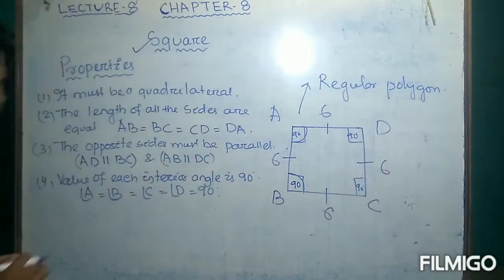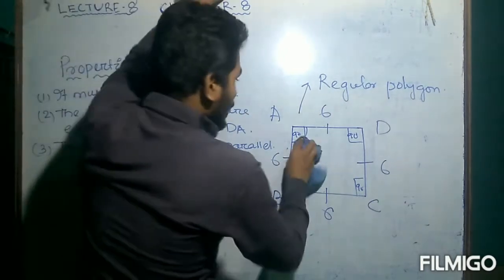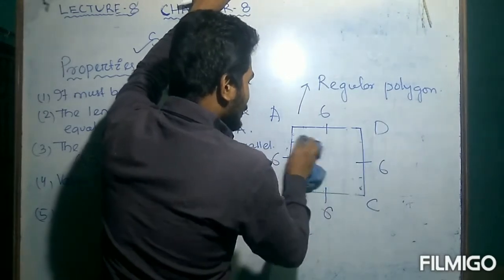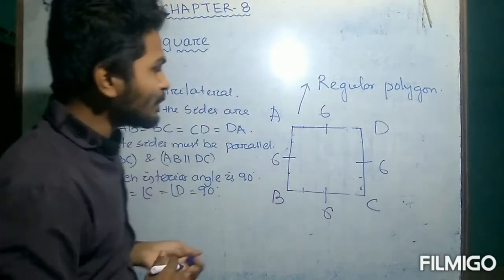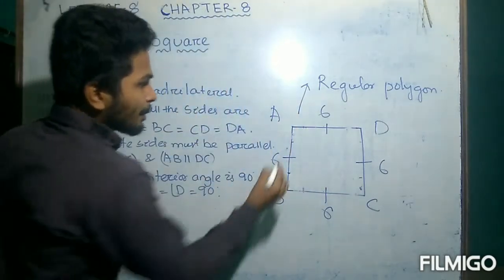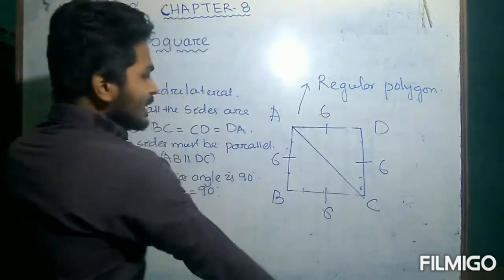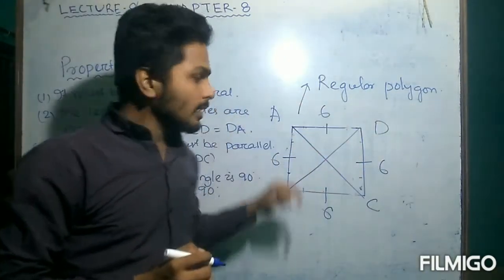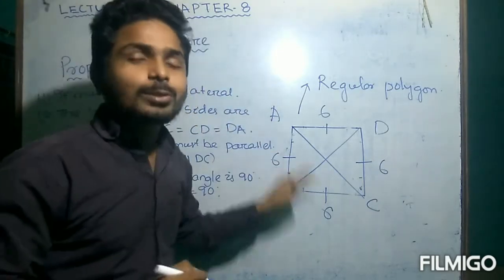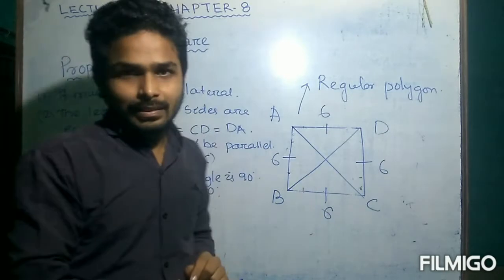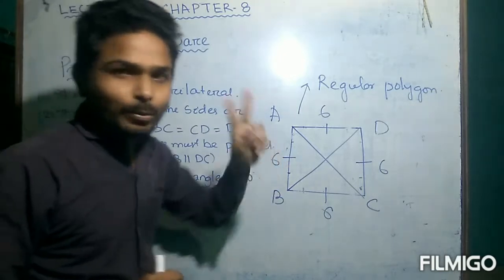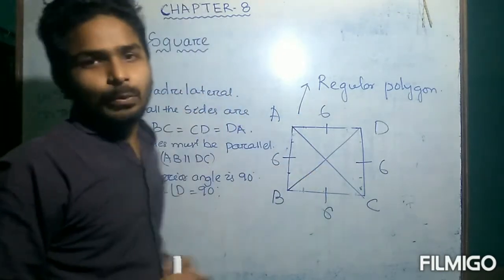Understood? So coming to the fifth property. In order to write the fifth property, we have to first draw the diagonals of this square. Since it is a quadrilateral, it has two diagonals, AC and BD. Like the rectangle, the square also has two diagonals of the same length. It means the length of AC is equal to the length of BD. AC and BD are two diagonals and their lengths are equal.